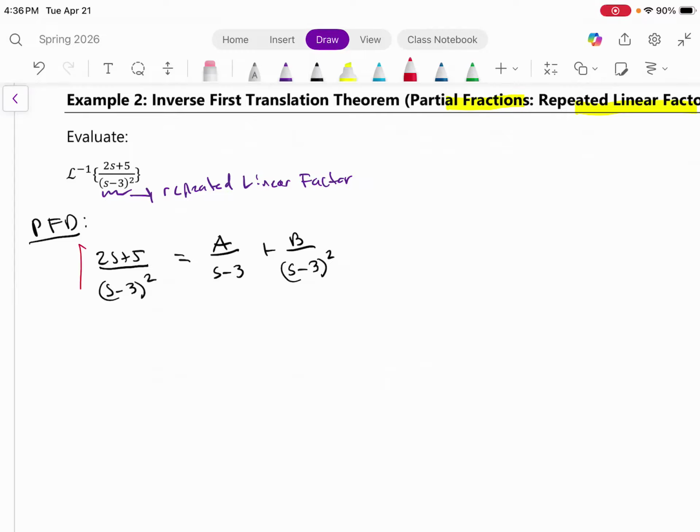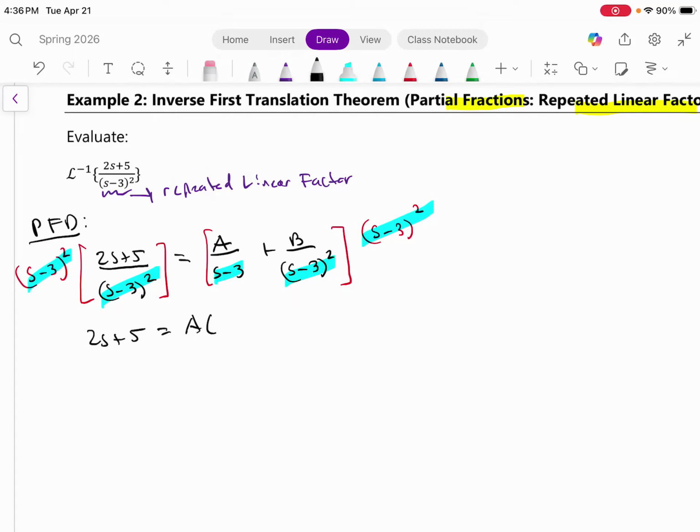So we're going to multiply both sides by the least common denominator. So we're going to multiply by s minus 3 squared to both sides. And that would cancel out the s minus 3 squared, s minus 3, and then the s minus 3 squared on the right side. So what we're left with essentially is 2s plus 5 equals A times s minus 3 plus B by itself.